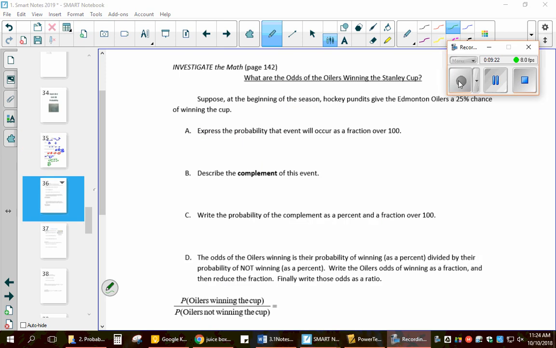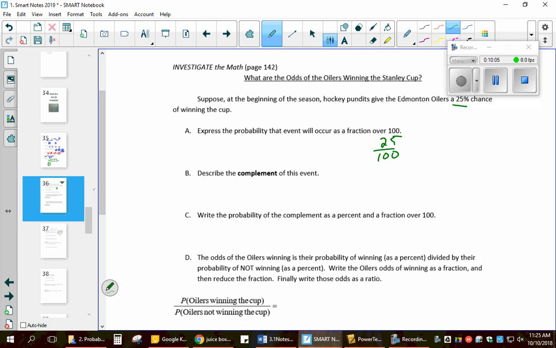Let's do this one. What are the odds of the Oilers winning the Stanley Cup? So this question is 0 to what? It's got to be odds, not probability. Okay, so suppose at the beginning of the season, hockey pundits give the Edmonton Oilers a 25% chance of winning the cup, right? So express the probability that the event will occur as a fraction over 100. So how can you write 25% as a fraction of 100? 25 over 100. That's what a percentage is, right? When you say 25%, you really mean 25 over 100.